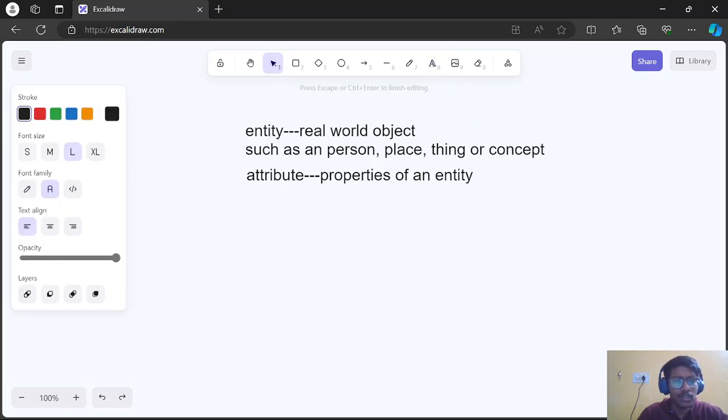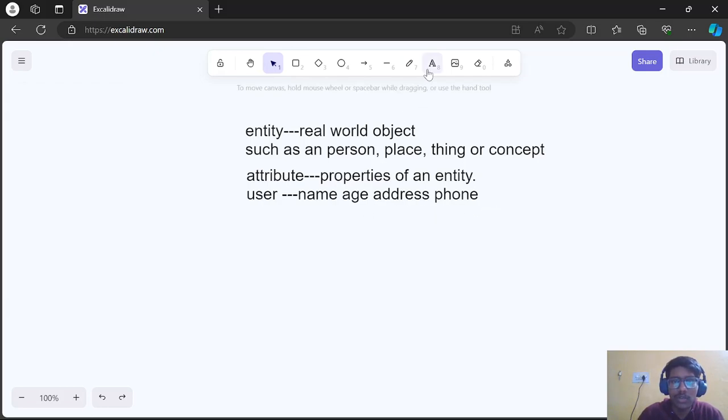So let's have an example, shall we? An example for an attribute can be, if user is an entity, then what are his properties, like the name, his age, his address, and whatnot, maybe his phone number. So these can be the attributes of a user. Attributes are the characteristics or the properties that describe an entity.